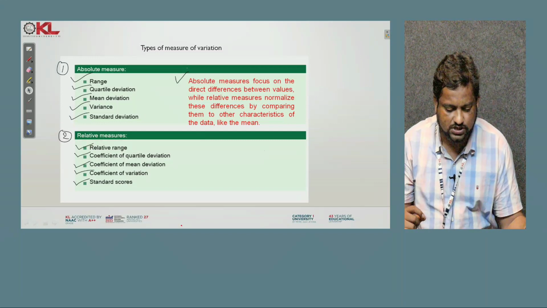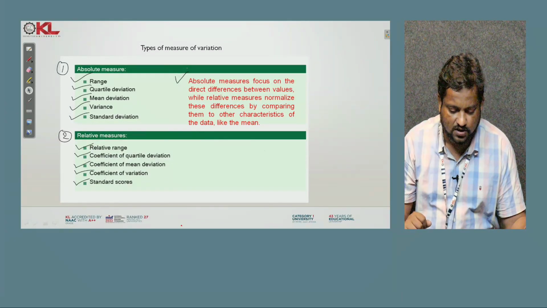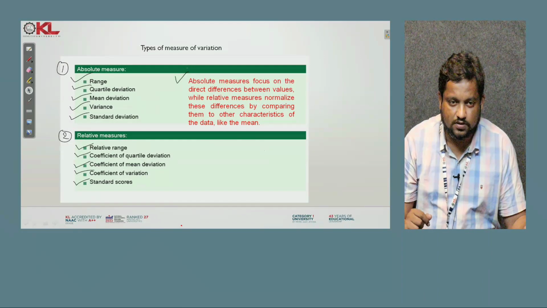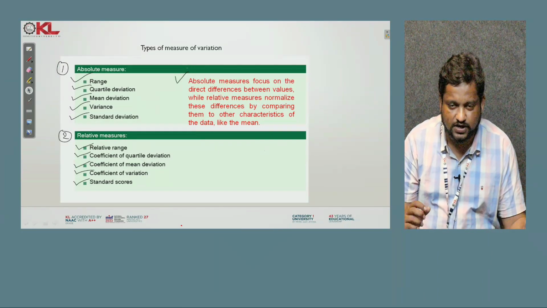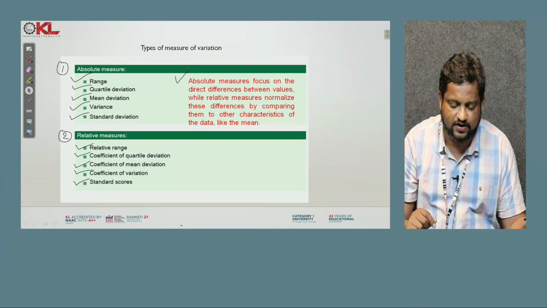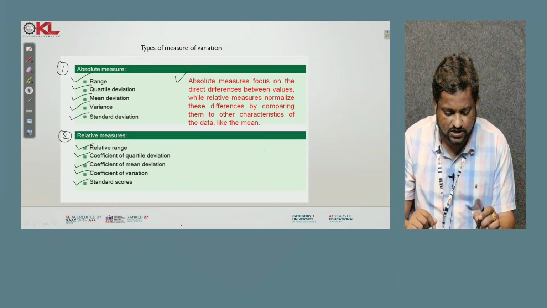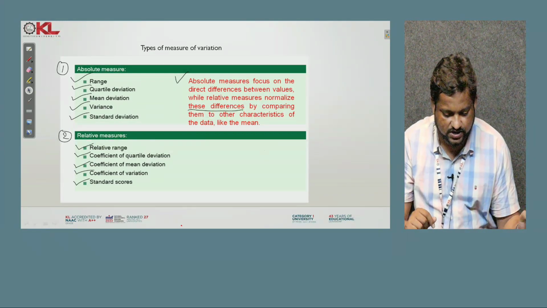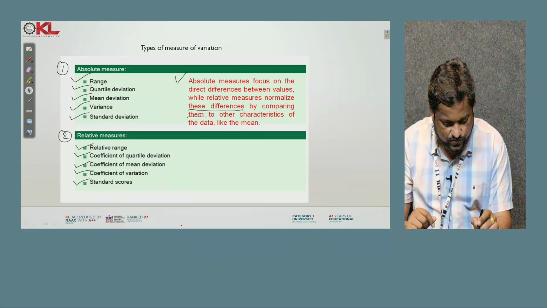Absolute measures focus on the direct differences between values. Direct differences between values means that only the original data is considered in finding the differences. While relative measures normalize these differences. First, it is going to normalize these differences by comparing them to the other characteristics of the data.